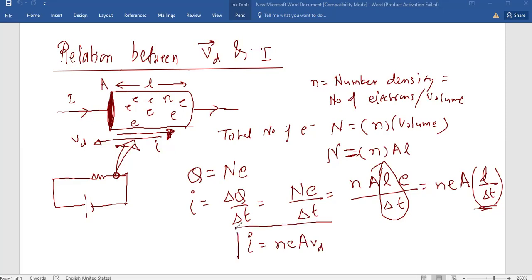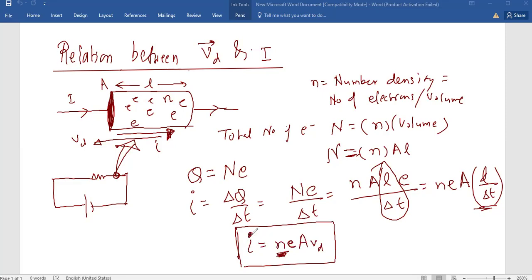This is a very important relation between current and drift velocity. Here again I am repeating, small n is the number density, that is number of electrons per unit volume. E is the electronic charge. A is the area of cross section of this conductor. Vd is the drift velocity of these electrons.